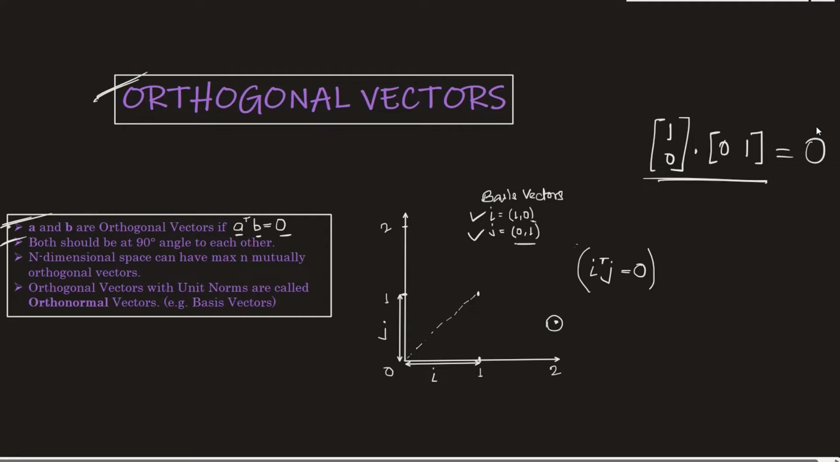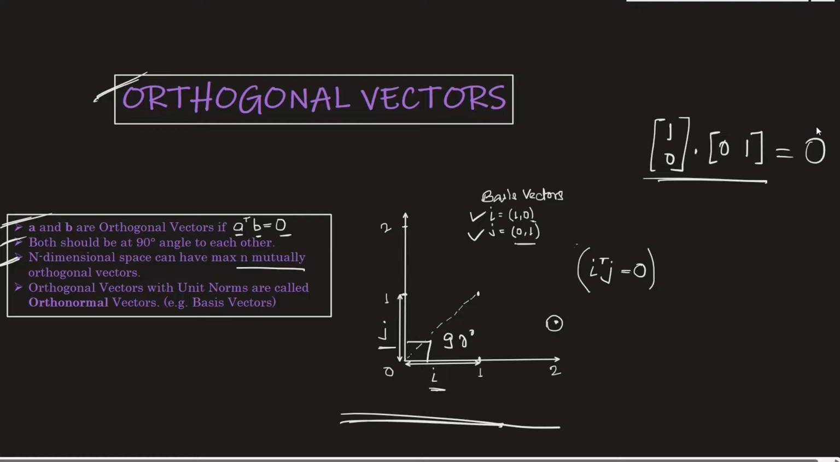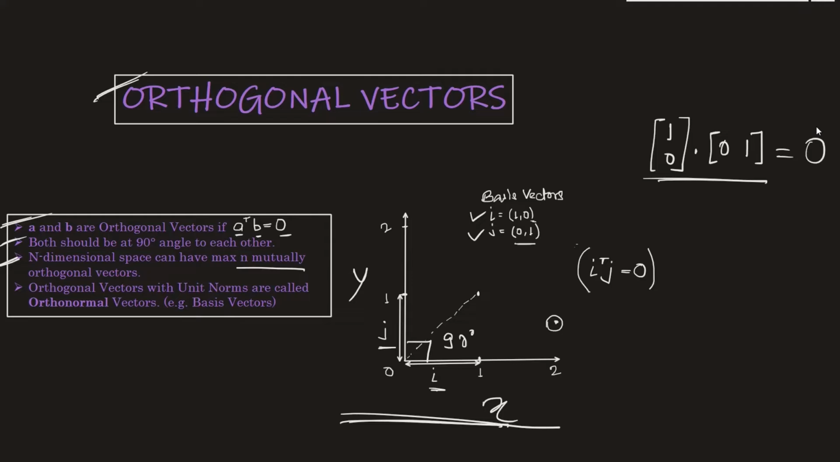Next thing is that both should be at a 90-degree angle to each other. As we can see in this figure, vector i and vector j are exactly at 90 degrees to each other, and an n-dimensional space can have at most n mutually orthogonal vectors. What does that mean? The figure is showing a two-dimensional space, x and y, and since it is two-dimensional, the maximum number of orthogonal vectors that can exist here is 2, which is i and j. It is impossible to have more than two orthogonal vectors within this two-dimensional space.